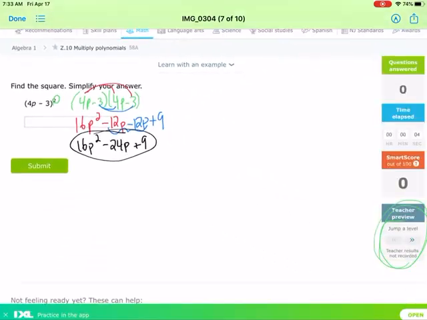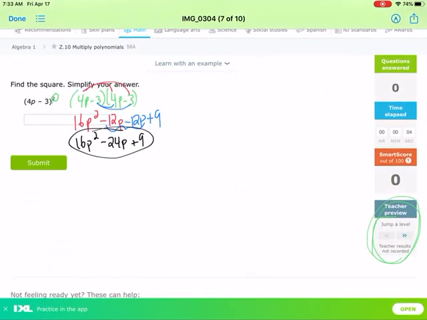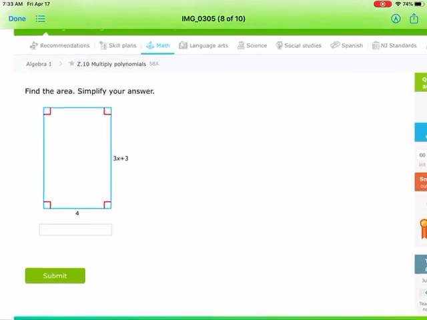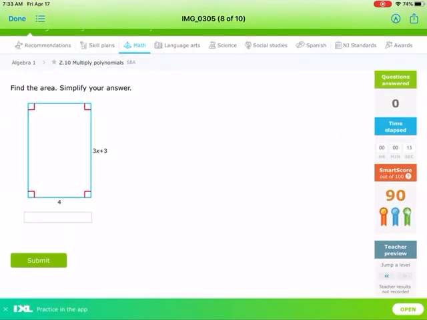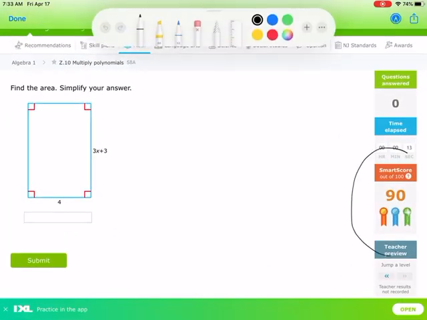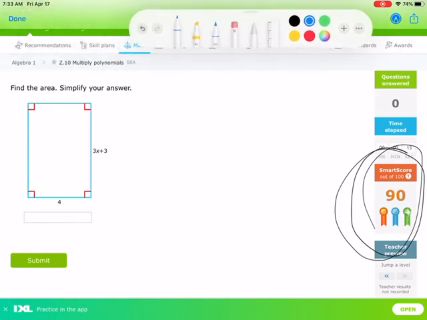I did it. Alright, cool. So it's now Z10 again. Well, look at that. We jumped all the way up to a smart score of 90 now. Goodness gracious. So you should be good to go with this one.